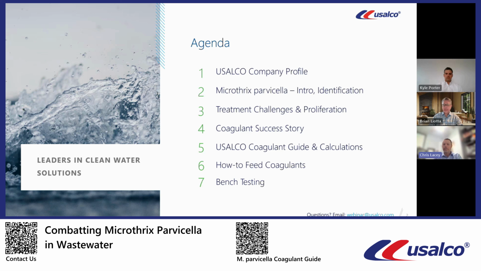So let's cover our agenda. Today we're going to cover Usalco and go over our company profile. Then we're going to get into Microthrix parvicella, introduce that and some ways to identify the bacteria. And number 3, we're going to cover treatment challenges and proliferation. Then we're going to cover a success story and walk through Usalco's coagulant guide and calculations for Microthrix. And then we're going to get into covering some general points on how to feed coagulants in wastewater.